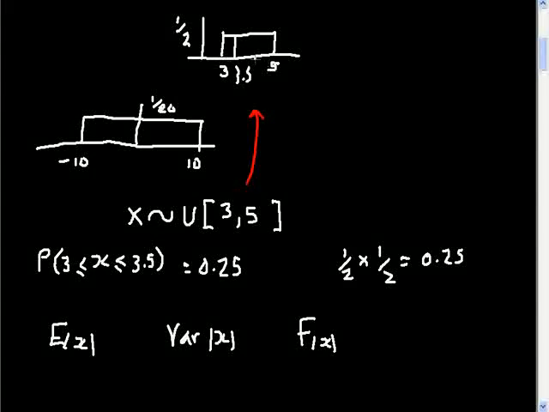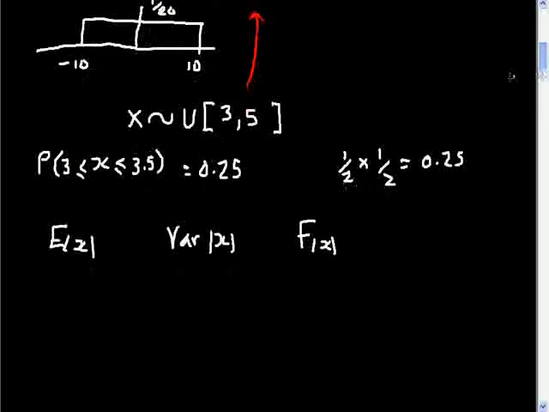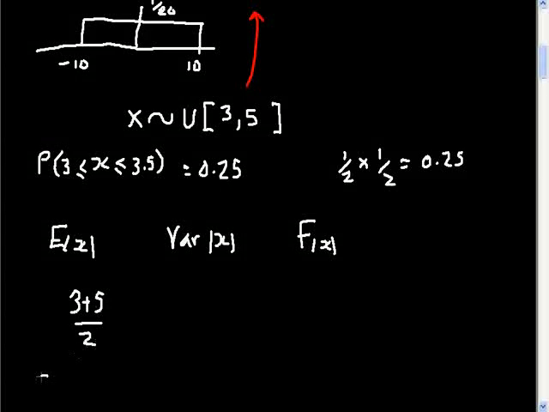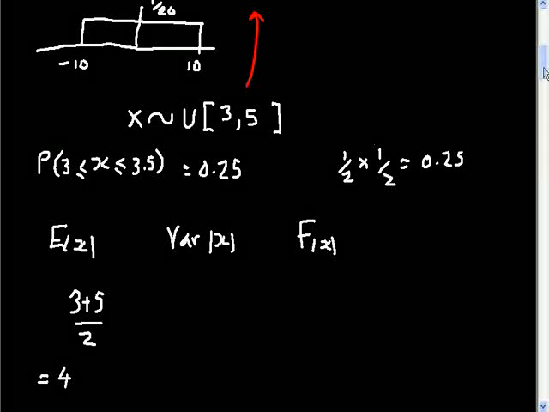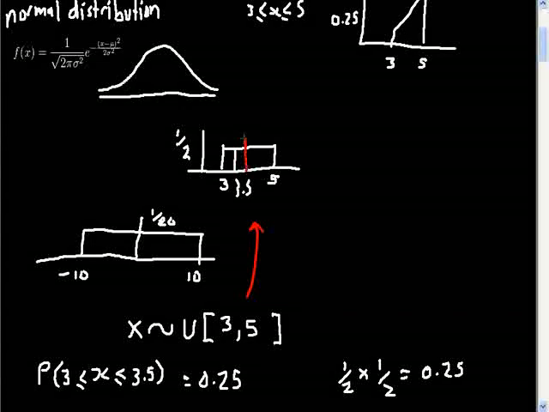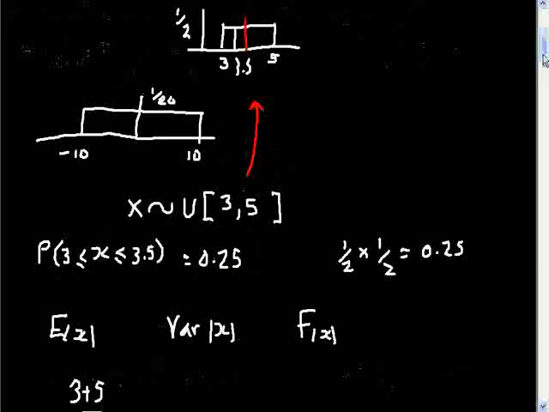The expected value would always be the middle value between the two limits here. So if it's 3 and 5, the expected value is 3 plus 5 divided by 2. The expected value is 4, because that's the value right in the middle. If you look here, 4, I'll draw it with the red ink. 4 is right in the middle. Expected value, that's simple.